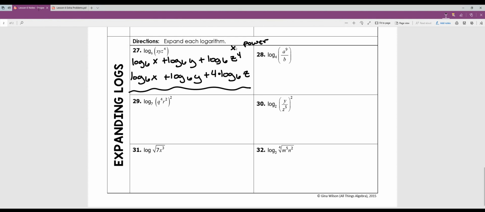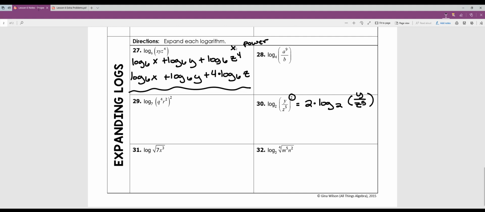All right, let's take a look at number 30 next. I have log base 2 of y over z to the fifth, squared. So I'm going to start this first by expanding my power. And remember, when I rewrite this with the power, I just move my exponent to the front. So I'm going to have 2 times log base 2 of y over z to the fifth power.